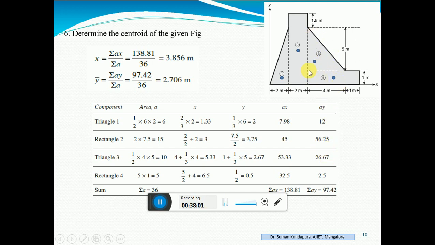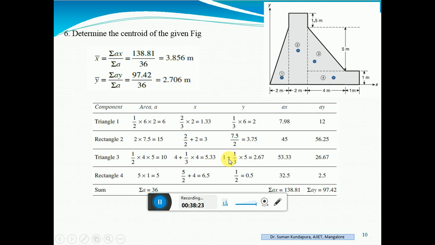Okay. Last one is this rectangle, the fourth figure. Find out the area of this rectangle. What is the area of this rectangle? 4 plus 1, 5 meter into 1. So it is 5 meter square is the area of this rectangle.